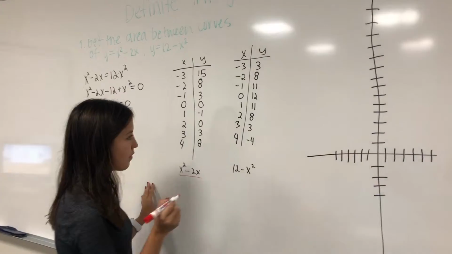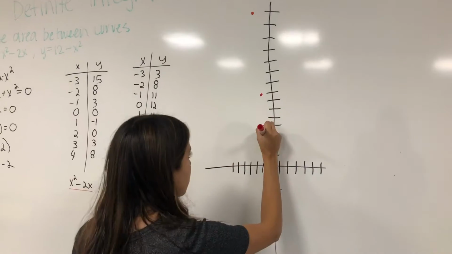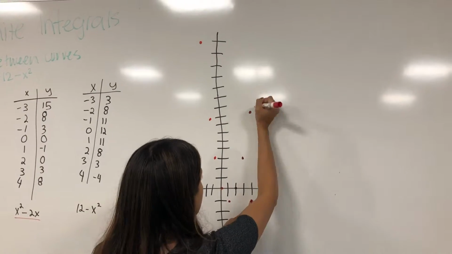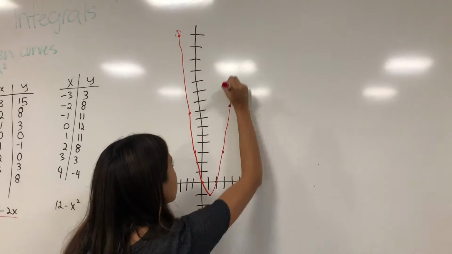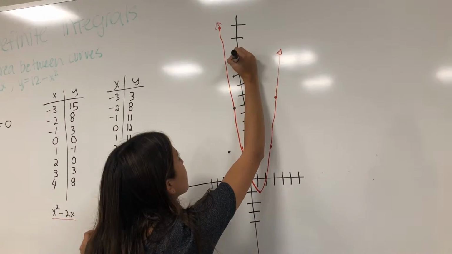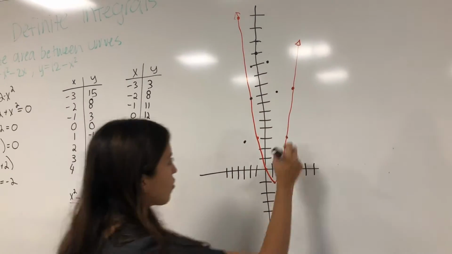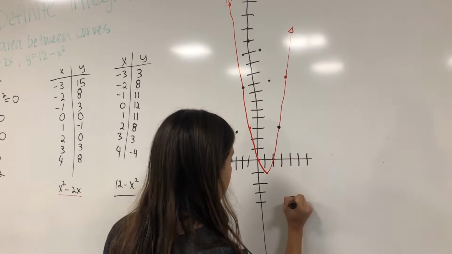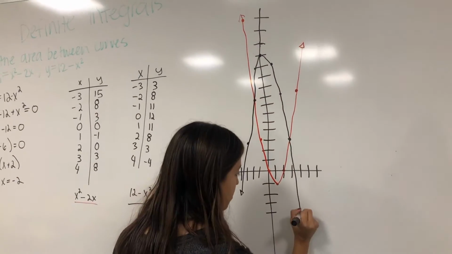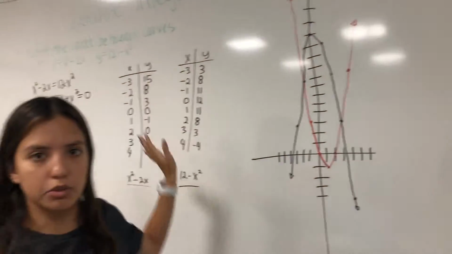So I'm gonna put this function in red. So you go, and now the other function. So now you have this area in common, that is the area that we are going to get.